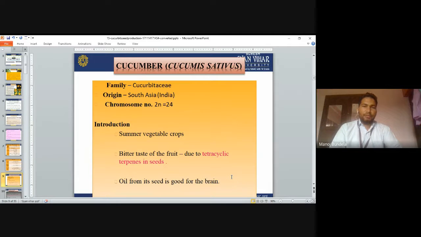Cucumber. Family is Cucurbitaceae. Origin is South Asia. Chromosome number 2n equals 24. It is a summer vegetable crop, mainly grown in summer. The bitter taste of cucumber fruits is due to tetracyclic terpenes present in the seeds, which cause the bitter taste in developing cucumber. Oil from its seeds is good for the brain.